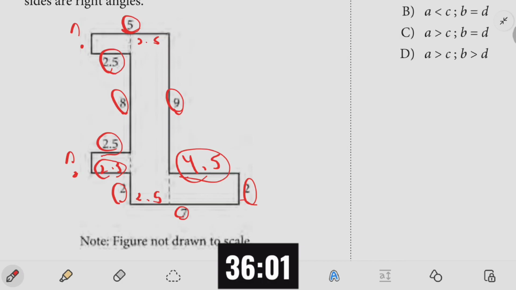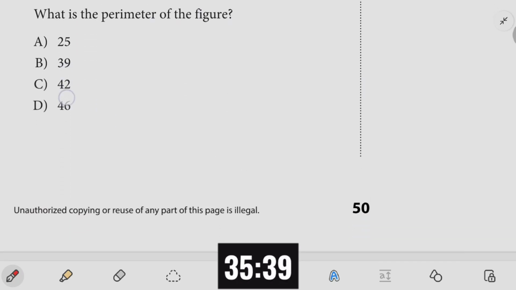Now, for the sake of generalization, we could assume that these two are equal. If this is 8 and this whole thing is 9, then these are 0.5. And they add up to be 1. I got 46.